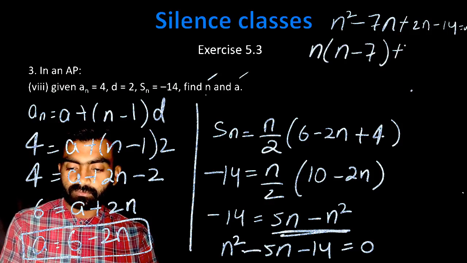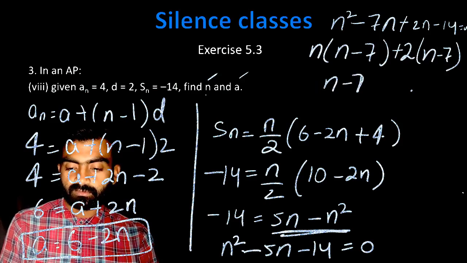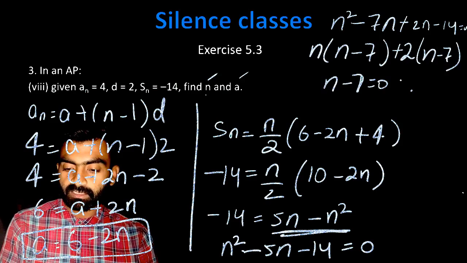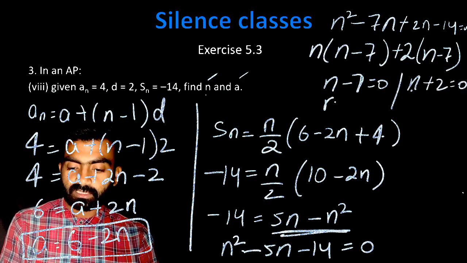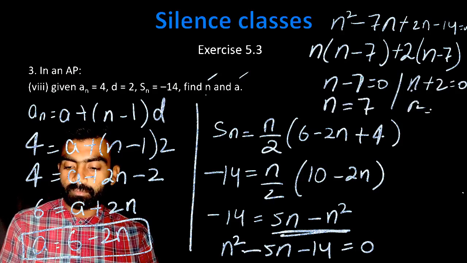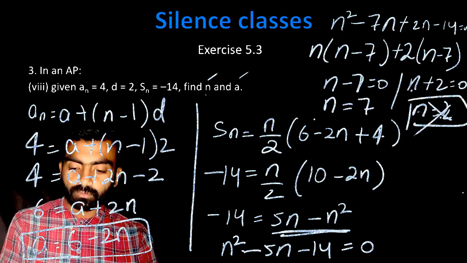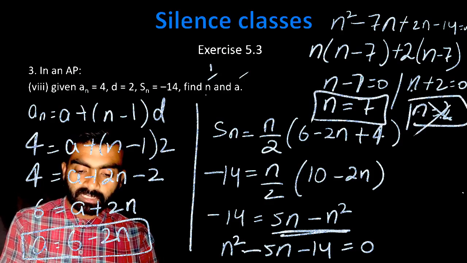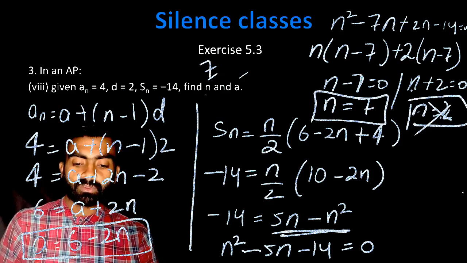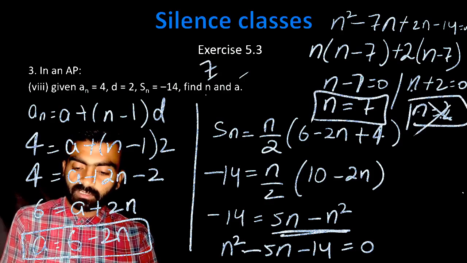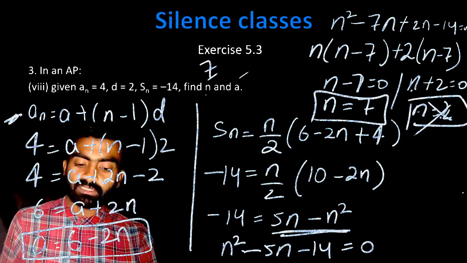We will take n plus 2 common, so we will get n minus 7 equals 0 and n plus 2 equals 0. So we will get n equals 7 and n equals minus 2. The number of terms cannot be negative, so n is 7. Now by putting this n into this one, we can easily find the value of a.